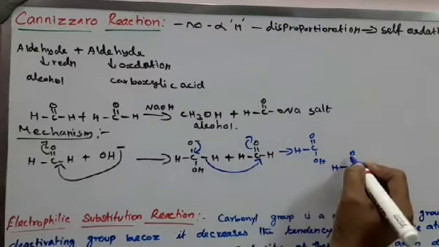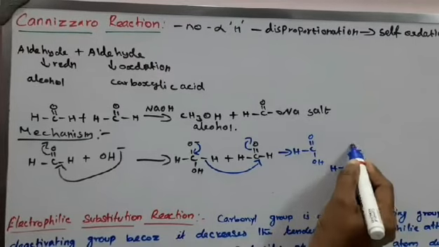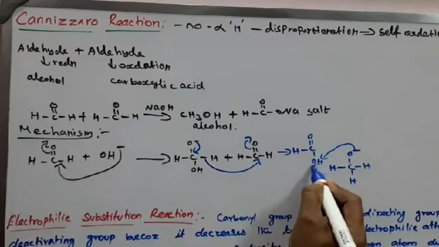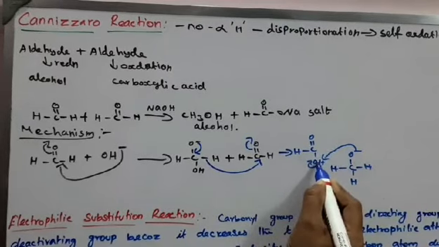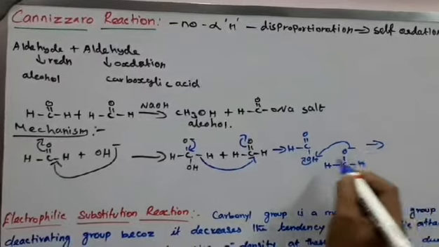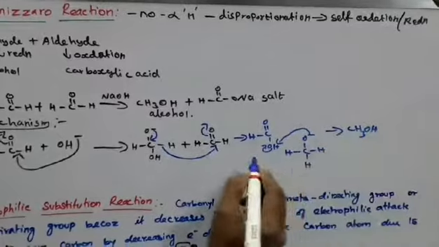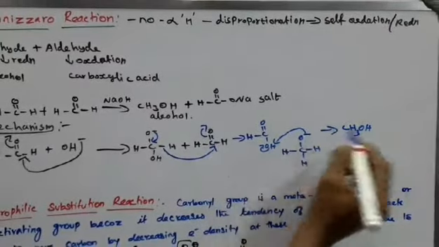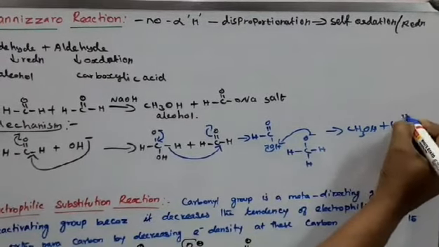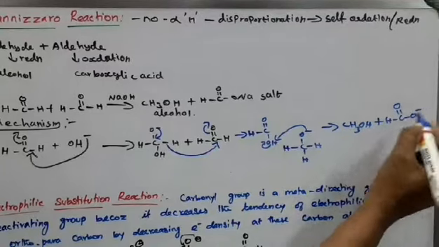Okay, so this gets a minus charge, highly electronegative, so it catches a proton from here, and at that time this bond is shifted to here. We may consider one bond shifted to here, so what do you get? This is CH3OH plus HC double bond O, and this is O minus.